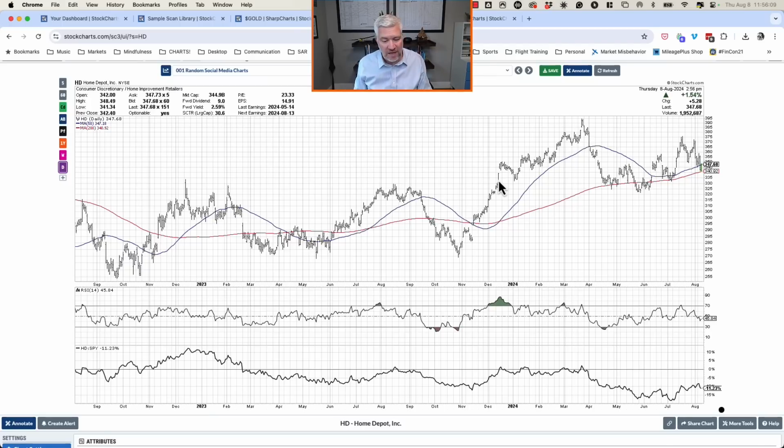And again, the scanning engine, I think, is a really good way of trying to find and systematize that approach of looking for stocks that are in good uptrends but are pulling back in the short term. I hope that helps give you some ideas of how to improve your entry points.